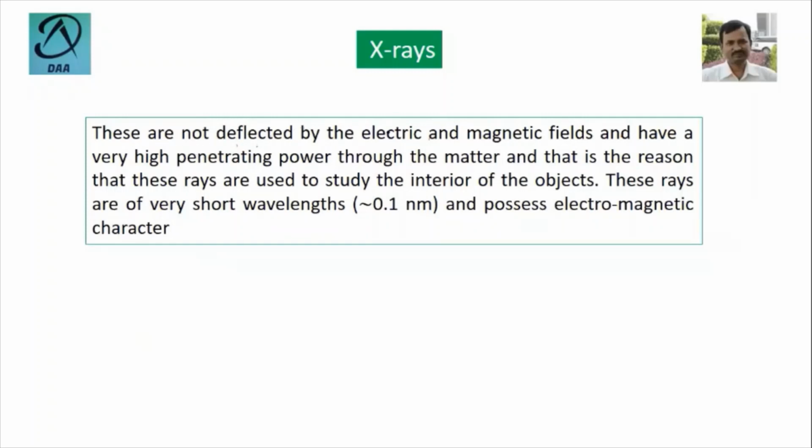These are not deflected by electric and magnetic fields and have very high penetrating power through matter. That is the reason why these rays are used to study the interior of objects. And these rays have very short wavelength, approximately 0.1 nanometer, and possess electromagnetic character.